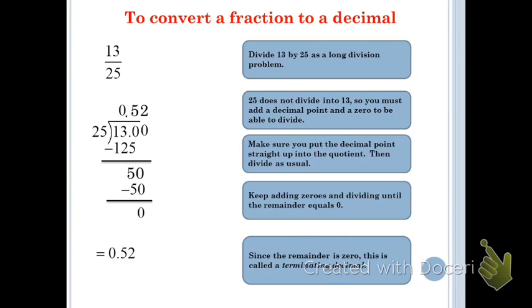13/25. Divide 13 by 25 as a long division problem. 25 does not divide into 13, so you must add a decimal point and a 0 to be able to divide. Make sure you put the decimal point straight up into the quotient, then divide as usual. Keep adding zeros and dividing until the remainder equals 0. Since the remainder is 0, this is called a terminating decimal.